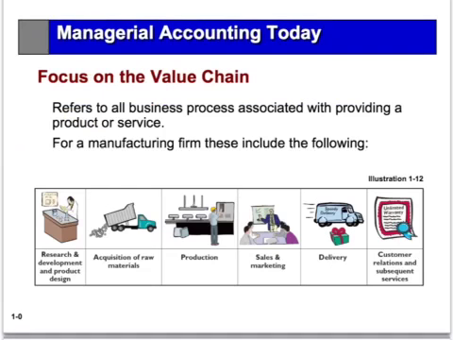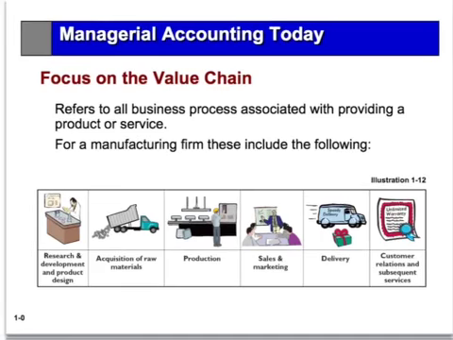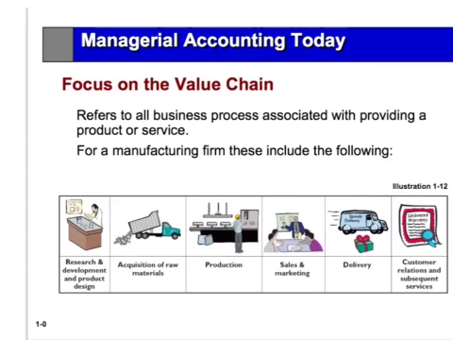Managerial accounting provides reports to managers in all functions of a business. These different functions can be viewed as the value chain. The value chain's first function is to design a product or service that they're going to sell to the customer. Then the next step in the value chain is to acquire the raw materials. This would be a purchasing manager.